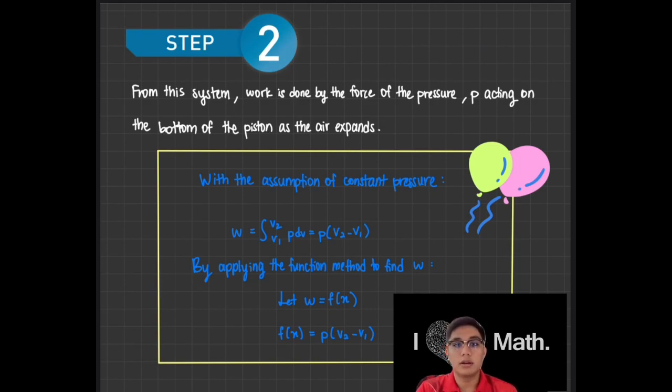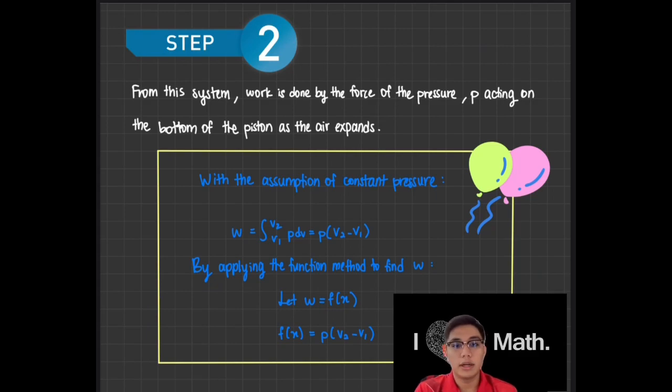So we assume that the pressure is constant, and then we can come up with an equation such that W equals the integration from V1 to V2 of P, which is pressure, dV, which is the integration of volume, equals P, pressure, times bracket V2 minus V1, where V2 stands for the final volume of air, and V1 is the initial volume of air.